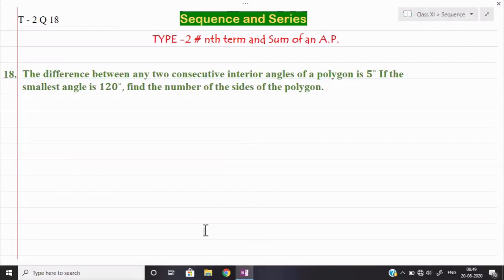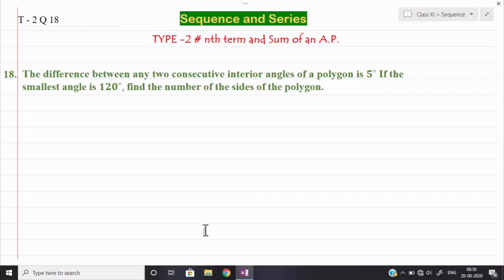18th question. The difference between any two consecutive interior angles of a polygon. I hope it is clear to you. The smallest polygon in nature is the triangle. Polygon is that shape which is made up by more than two lines, and it is a closed figure. So with the help of two lines we cannot make any closed figure, so we require minimum three lines, and the least polygon is the triangle. So triangle, then quadrilateral, then pentagon, hexagon, heptagon, many polygons are there.